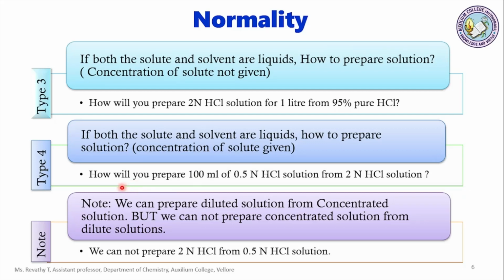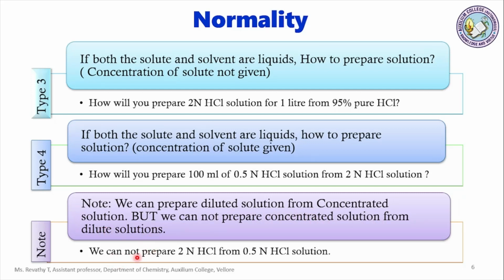Example question of this type is, how will you prepare 100 ml of 0.5 N HCl solution from 2 N HCl solution? Note, type 4 application is applicable only if the normality of the solute or the stock solution is greater than the normality of the solution to be prepared. We can prepare diluted solution from concentrated solution, but we cannot prepare concentrated solution from dilute solutions.